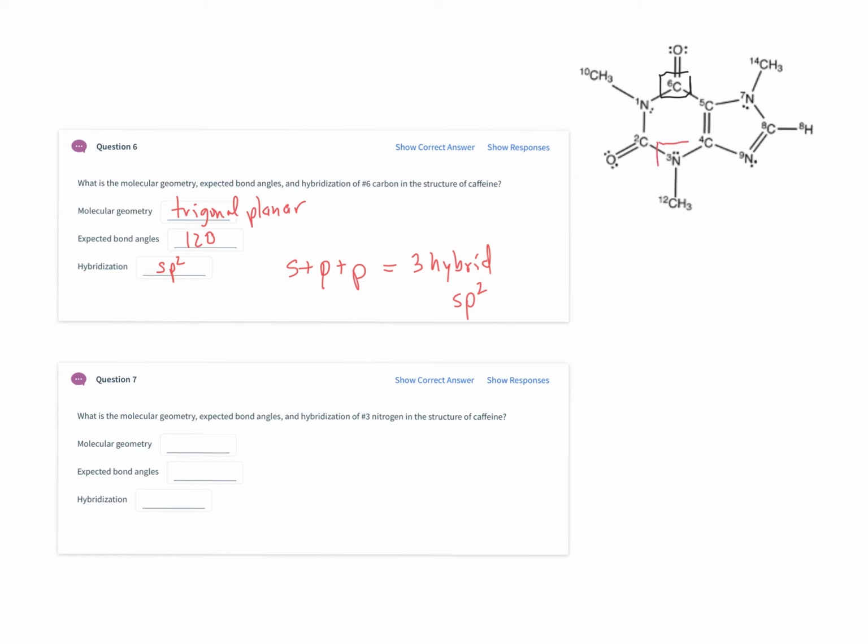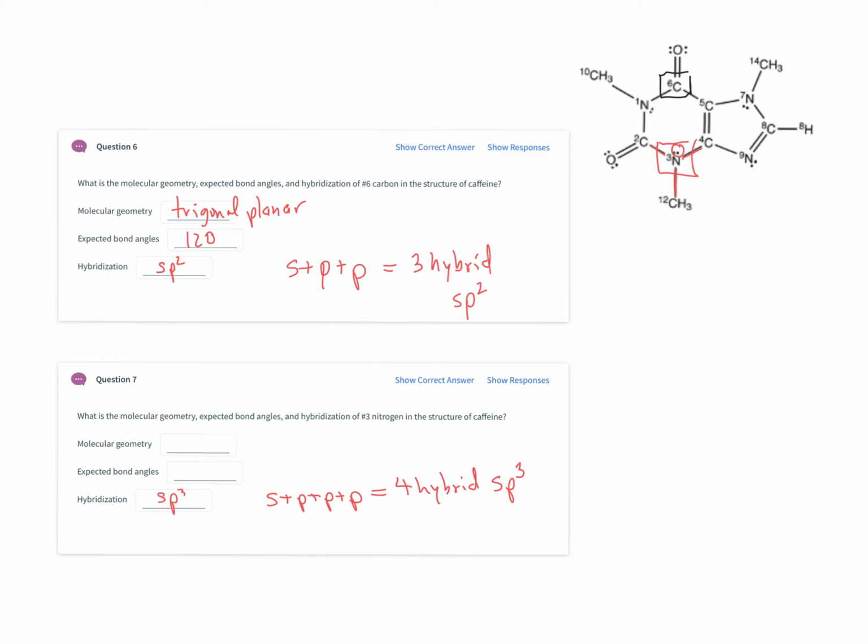Question 7: what is the molecular geometry, expected bond angles, and hybridization of nitrogen-3? So nitrogen-3 is right here. We have 4 electron domains: 1, 2, 3, and the lone pair make 4. So 4 electron domains, 3 are bonding, 1 is non-bonding. If we go to that table and look, 4 electron domains is tetrahedral. Because we have 4 electron domains, I need 4 hybrid orbitals. So I need an s orbital and 3 p orbitals to give me 4 hybrid orbitals that are all sp3.